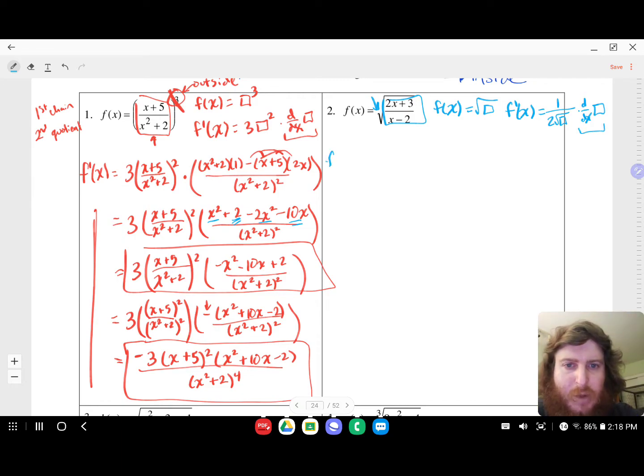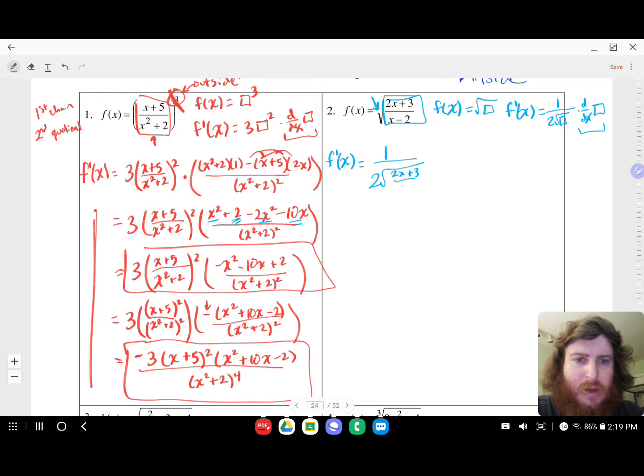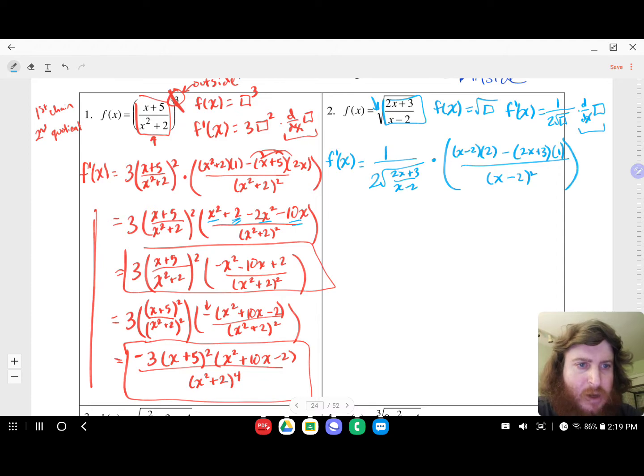Here, we're going to say f prime of x, very similar to the last question, equals 1 over 2 square root of 2x plus 3 divided by x minus 2 times, now the derivative again is going to be a quotient. So low d high minus high d low all over low squared. And if you got this far, that's great. You're on the right track. And now it's just practicing how we simplify.